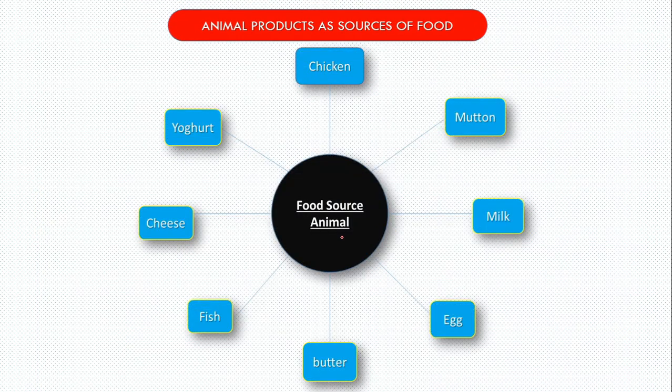Now animal products as a source of food. From animals we also obtain different varieties of food like flesh of chicken, mutton, milk, egg, butter, fish, cheese, meat, yogurt, and many more things. And in order to obtain these foods from animals, we do animal husbandry.